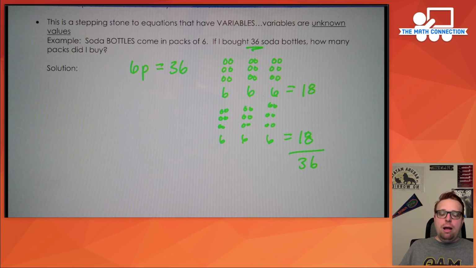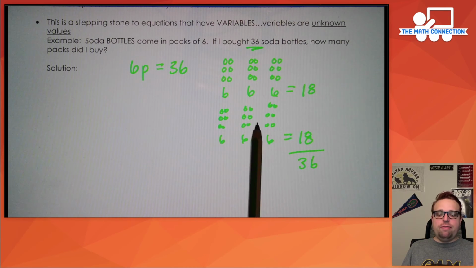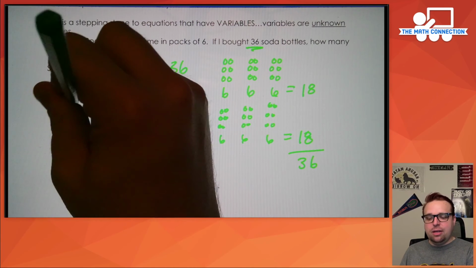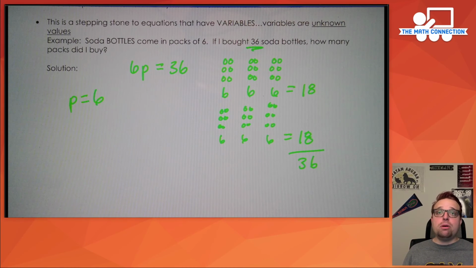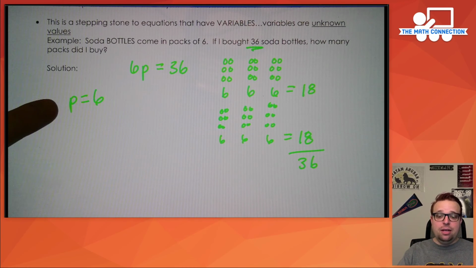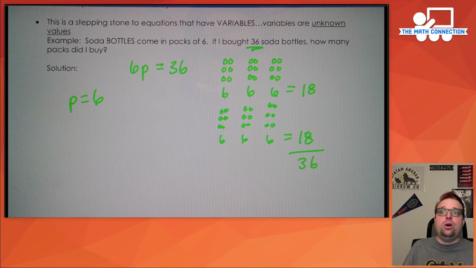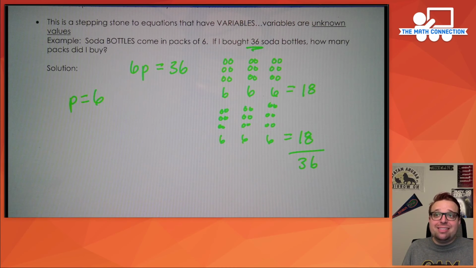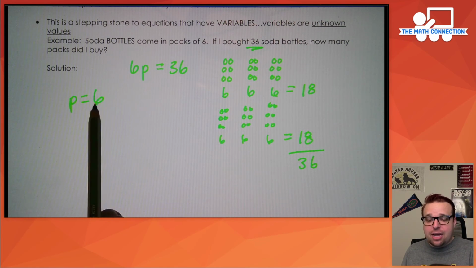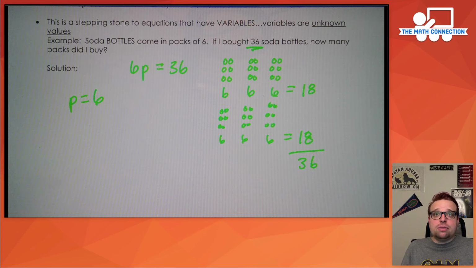Golden moment here. How many packs of bottles is this? 1, 2, 3, 4, 5, 6. There are 6 groupings. So the number of packs that I bought, the P, this letter P, this variable, this unknown amount, has to be 6. Because if they come in packs of 6, 6 times 6 makes 36 bottles. That's 6 multiples of 6. Okay, I probably could have picked a better example that didn't have 6 so many times, but whatever.